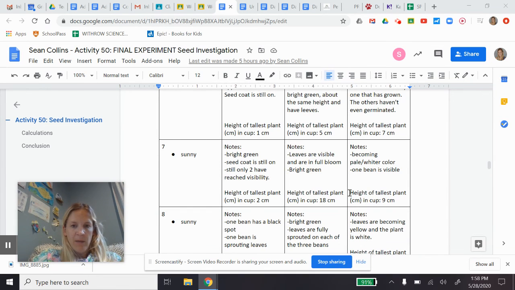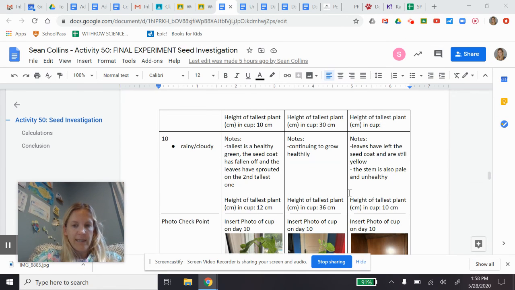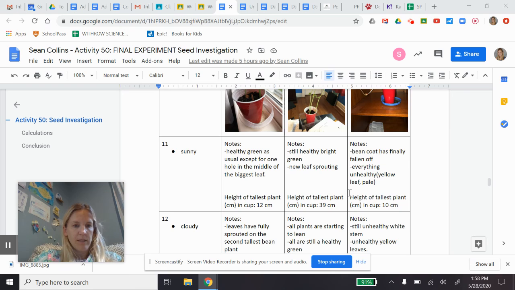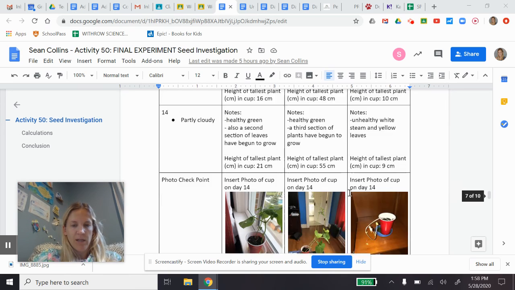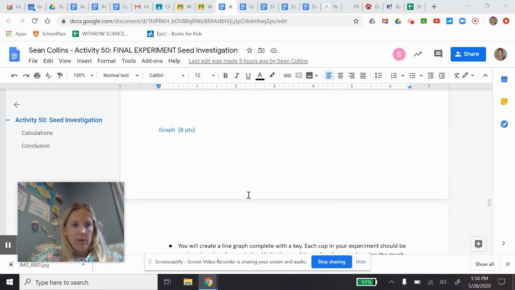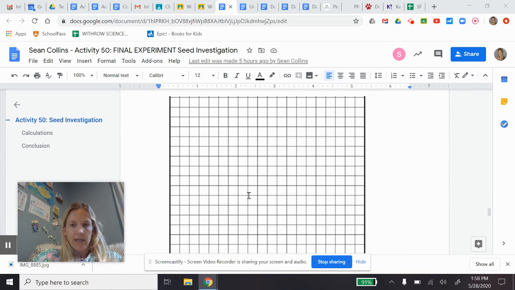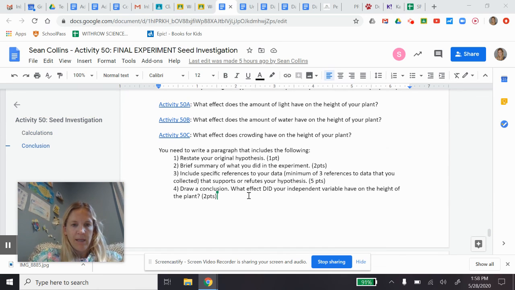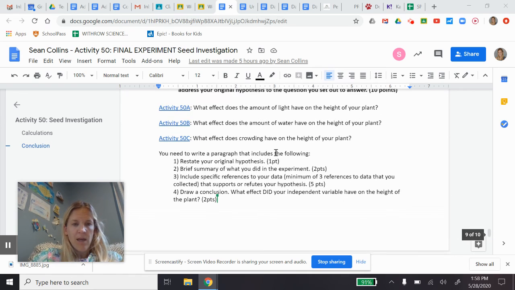All right, guys, here we are with the very last day of our final experiment of seventh grade. That feels pretty good. Okay, so I am borrowing Sean's data today. So good job, Sean. And he has yet to do or even be assigned the graph. So that's why that's blank.